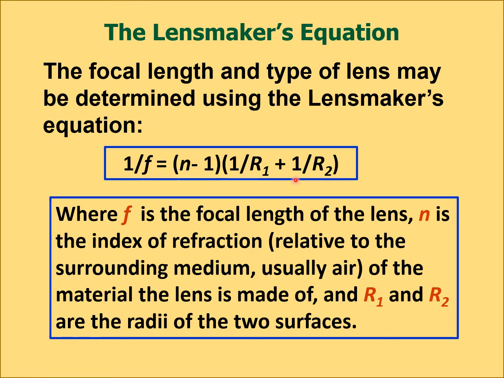The two r's refer to the radii of the two surfaces. But there are cases when a given lens only has one curved surface because the other surface is a plane. So in which case, we only consider one radius, either R1 or R2.